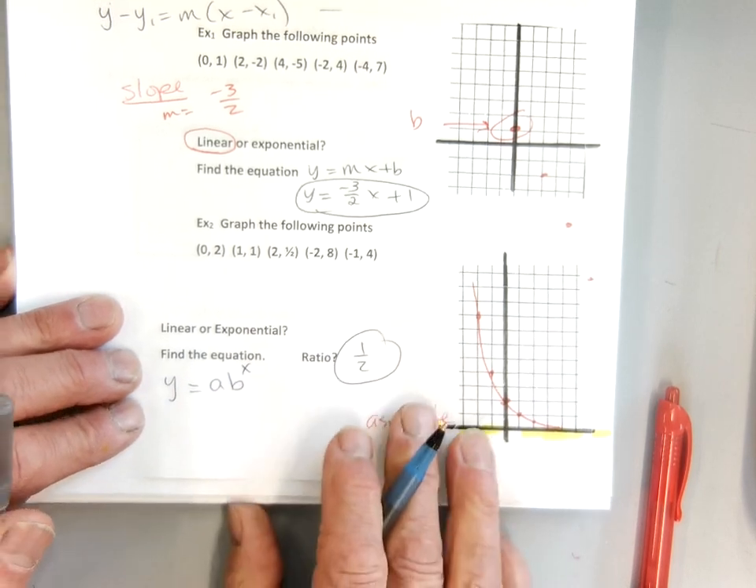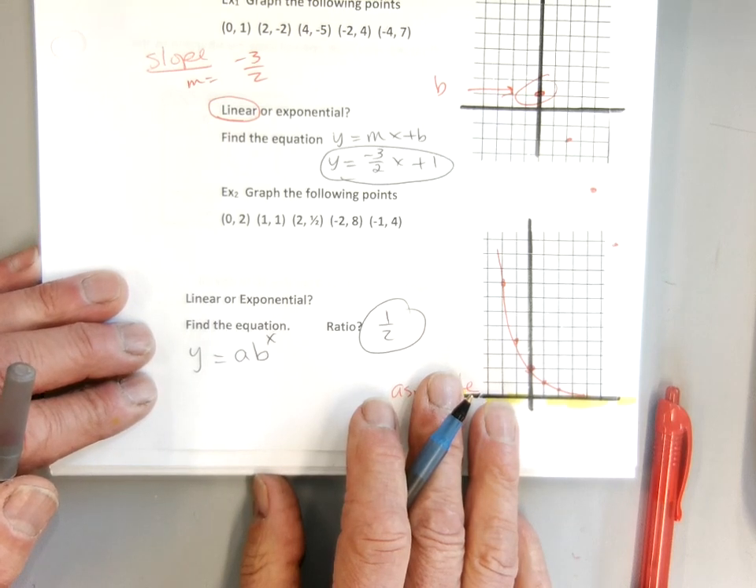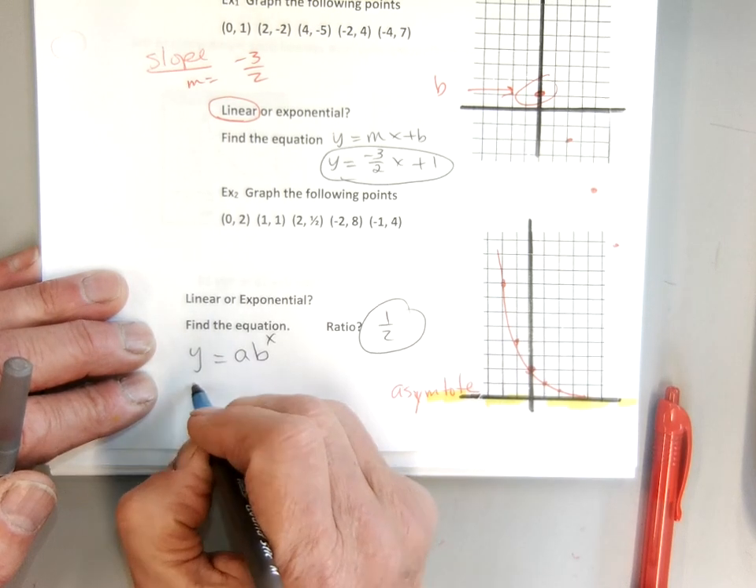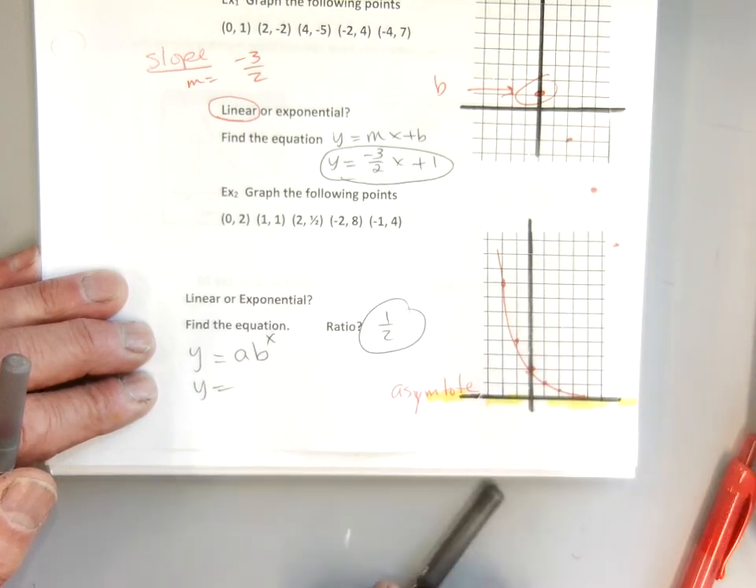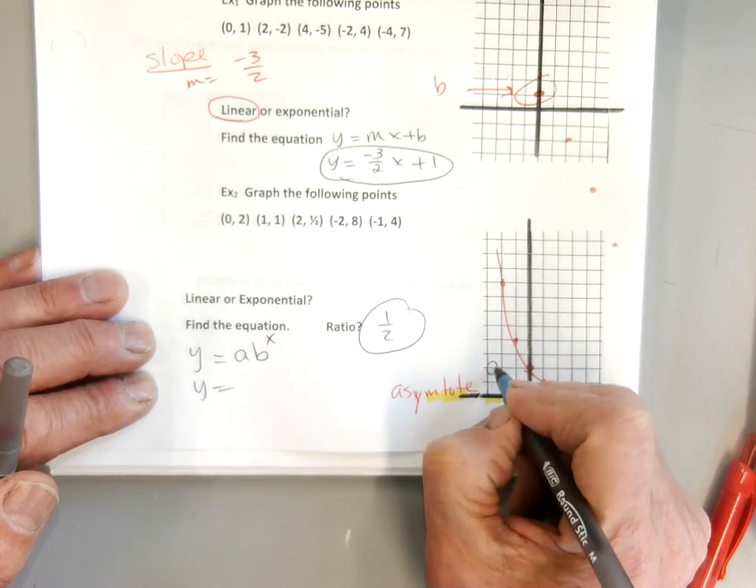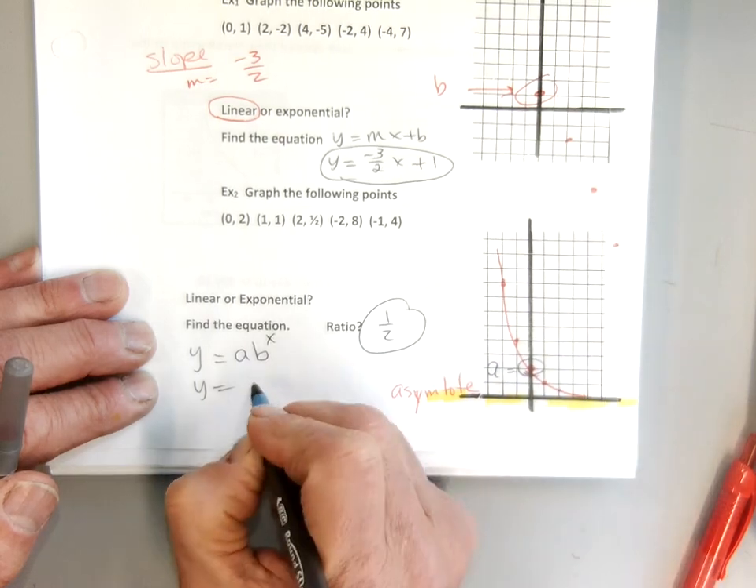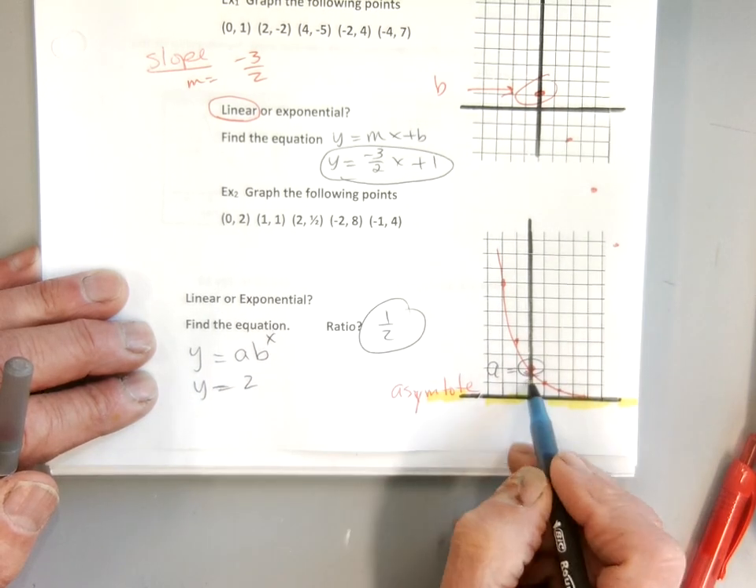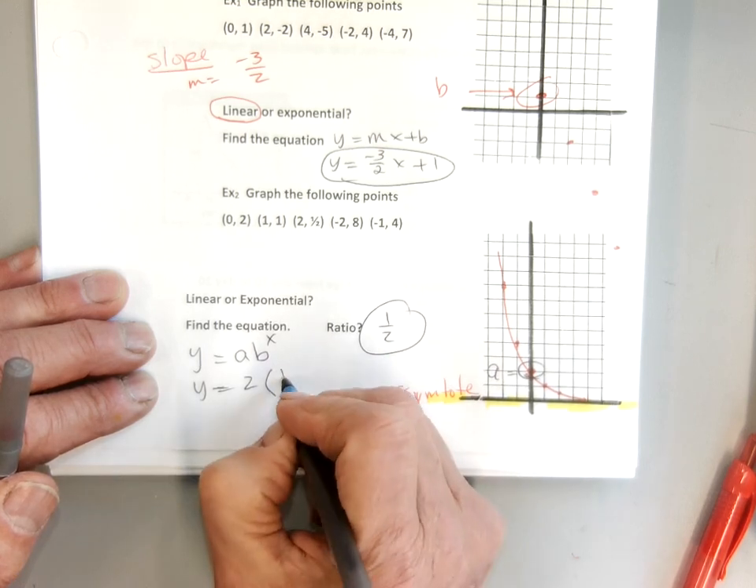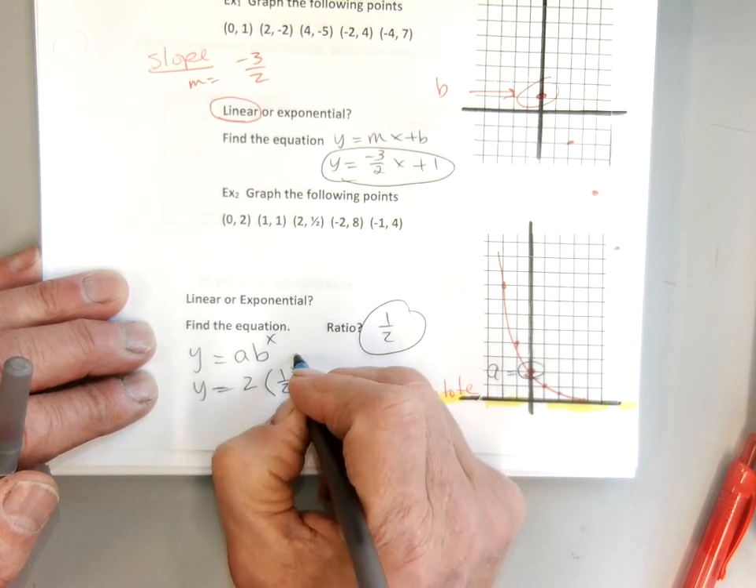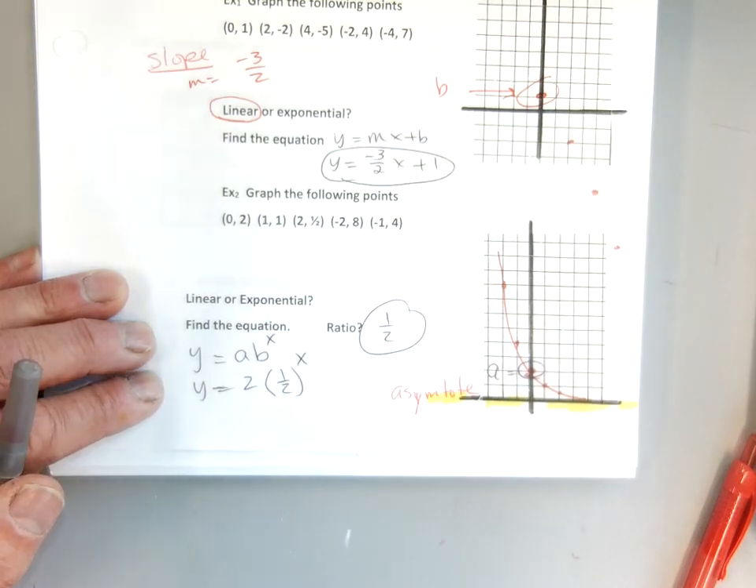y equals ab to the x is going to be y equals, now the a is right there. There's my a. So my a is 2. Okay, it starts, has a y-intercept of 2. B is my rate, which is 1/2 for my ratio to the x power, because I need it exponential, okay?